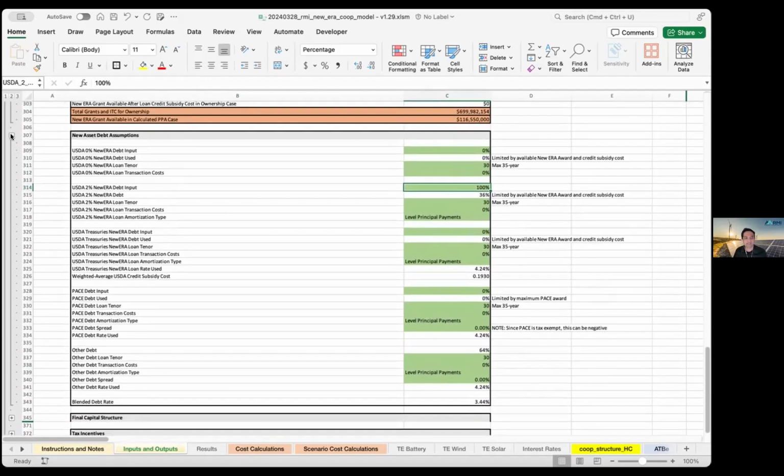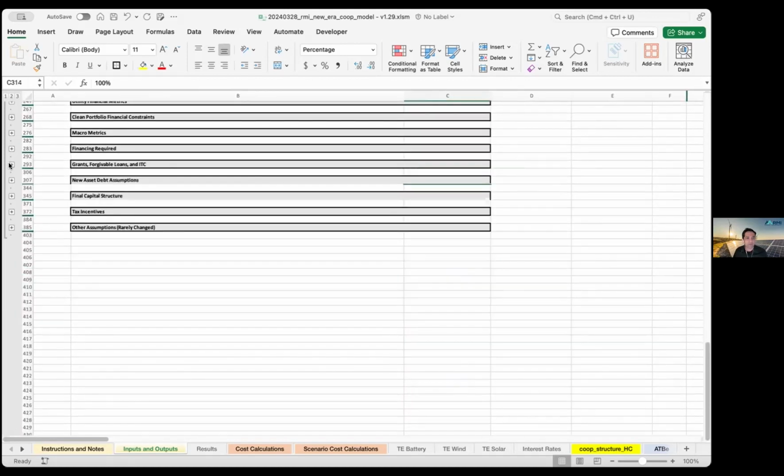So with that, this is one of the key areas that you may want to play with to help you understand how to use different mixes of USDA and other financing options to really achieve your optimal savings for your customers.